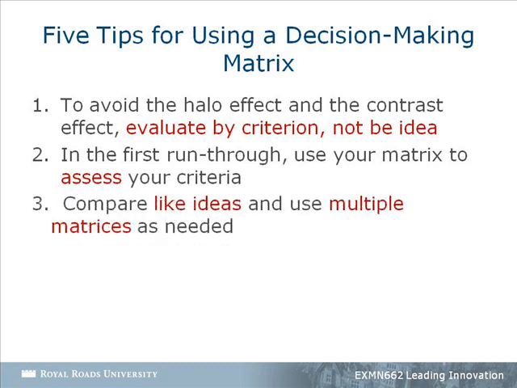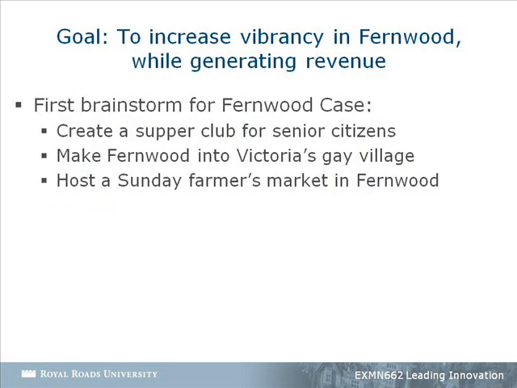3. Compare like ideas and use multiple matrices as needed. Here's an example to demonstrate what I mean. A former learner group was tasked with recommending a new direction to the executive director of a Victoria area neighborhood group, the Fernwood Neighborhood Resource Group. The goal was to increase vibrancy in Fernwood while generating revenue. One learner team generated 3 options. 1. Create a supper club for senior citizens. 2. Make Fernwood into Victoria's gay village. 3. Host a Sunday farmers market in Fernwood.